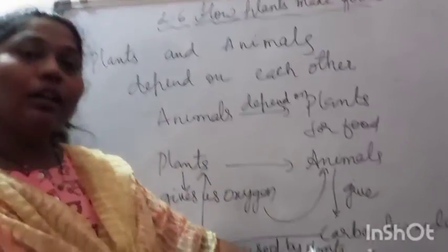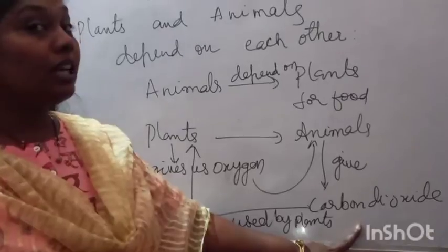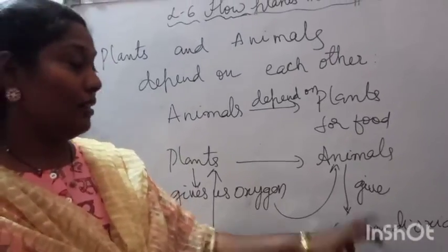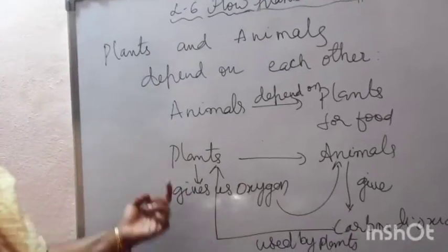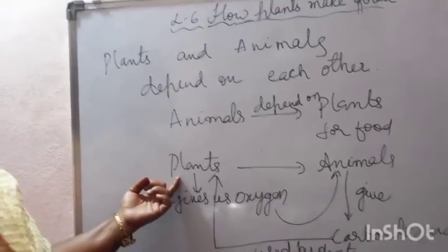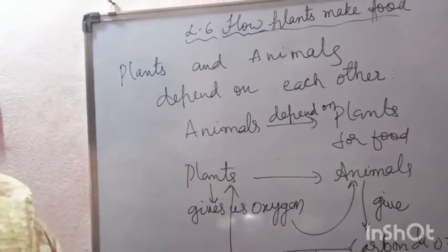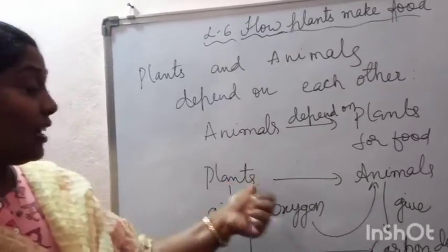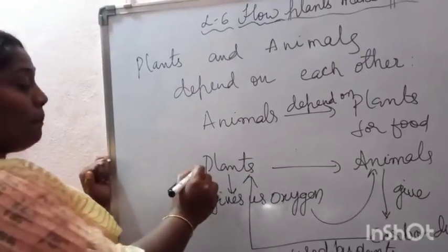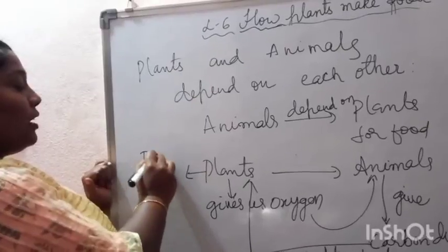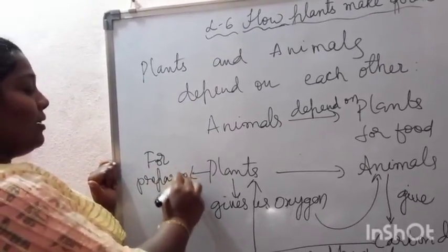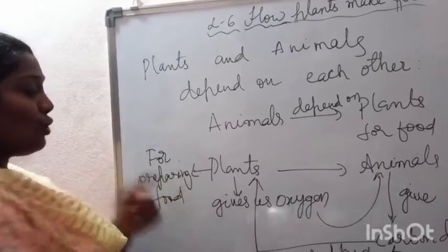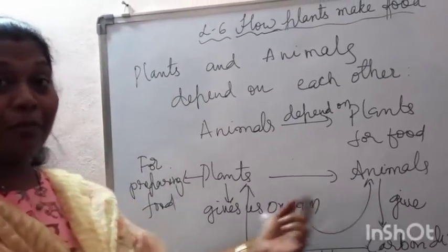Animals give carbon dioxide. Who is giving carbon dioxide, children? Animals. Okay. Who is taking this carbon dioxide? Plants. Why are they taking it? For preparing food. Right? For preparing food. So now plants are dependent on animals.